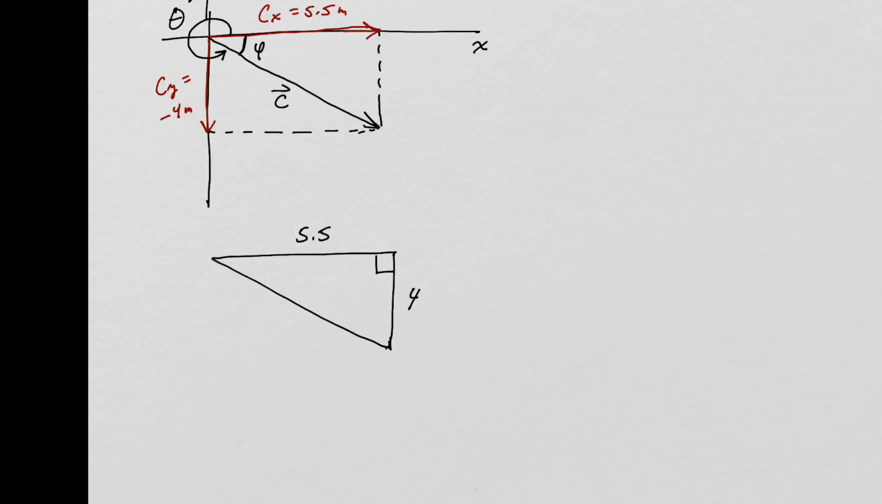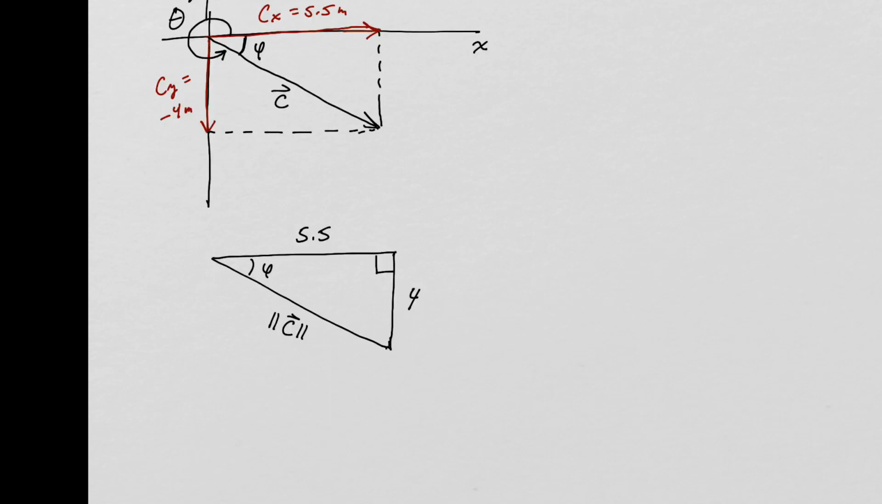And I want to find this side length. This is my magnitude of C. And I want to find that angle phi, so ultimately I can find theta later. Okay, let's do the length first. How do we find the magnitude of C, the length of the hypotenuse?